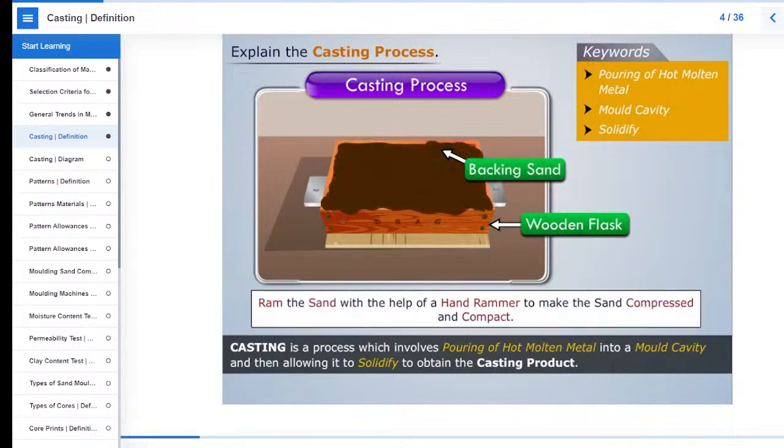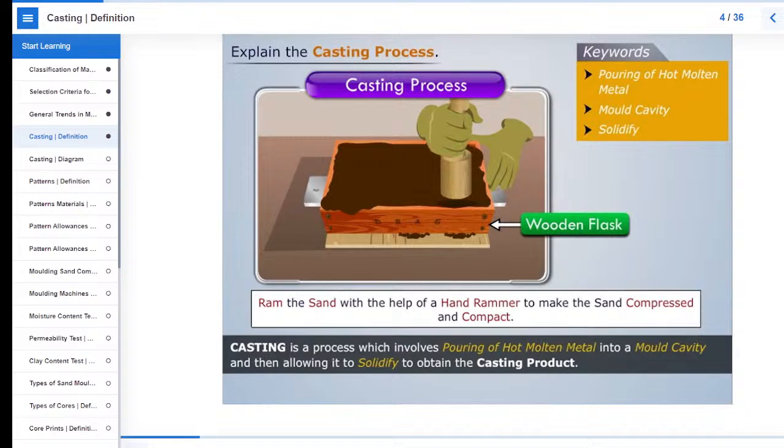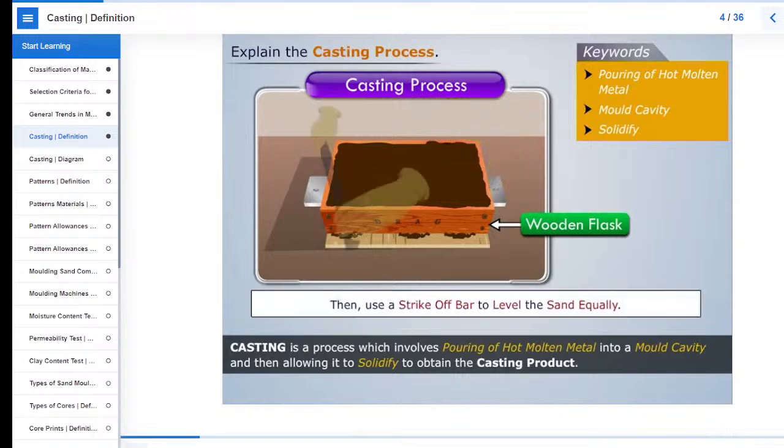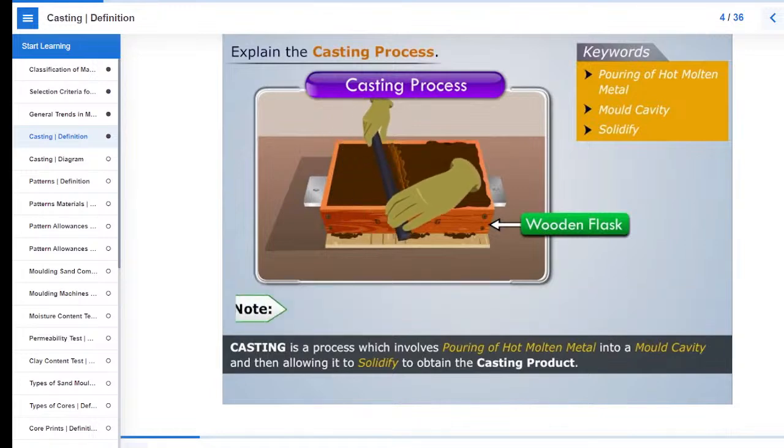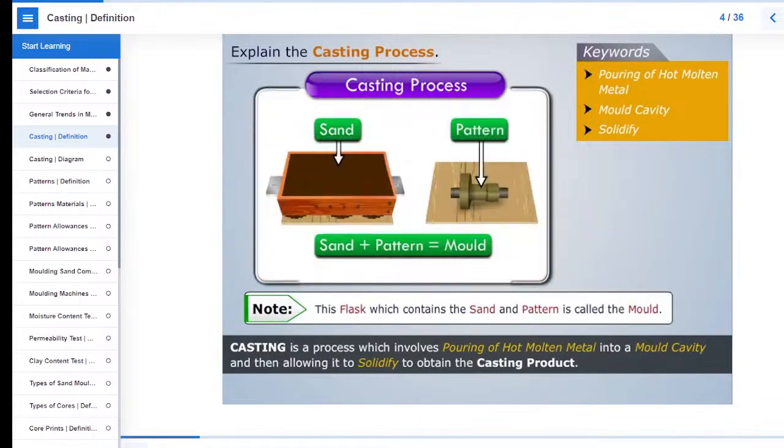Now take a hand rammer and ram the sand so that the sand inside the flask gets compressed and compact. Then use a strike-off bar to level the sand equally. Note that this flask which contains the sand and pattern is called the mold.